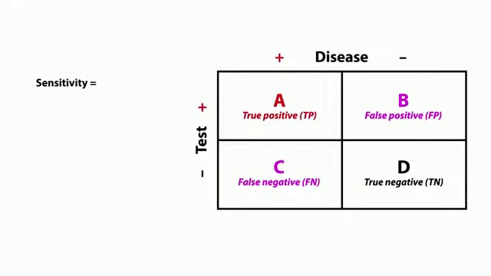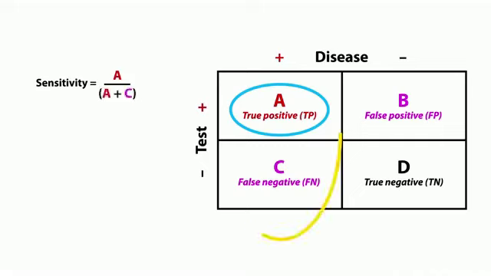How do we determine the sensitivity of the test? Well, the sensitivity is a calculation of all the true positives divided by everyone who actually has the disease. That is, the true positives plus the false negatives. So true positives are in the numerator, and the true positives plus false negatives are in the denominator. This is the proportion of people with the disease who get a positive test result.